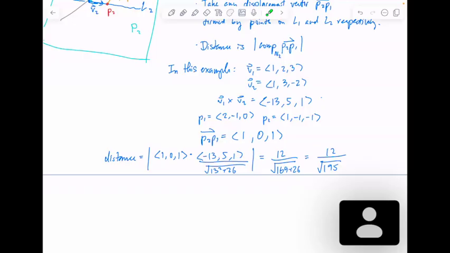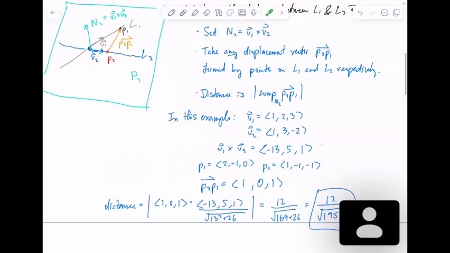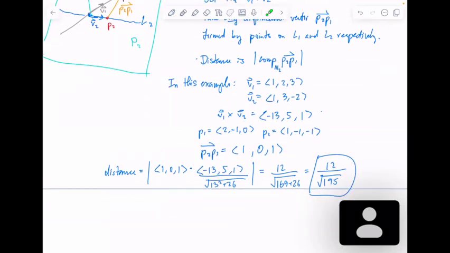Now let me address some of the questions I see in chat. Does it matter which way you subtract? No, it doesn't matter which way you subtract. One's going to be the opposite pointing vector than the other, but there's an absolute value sign, so it just destroys any sign issue that you have.